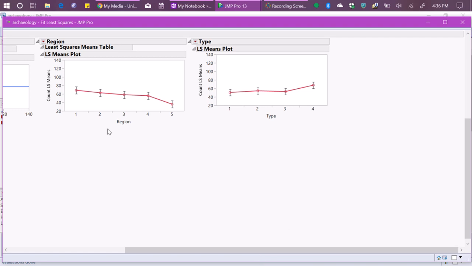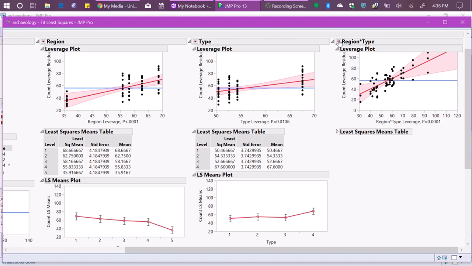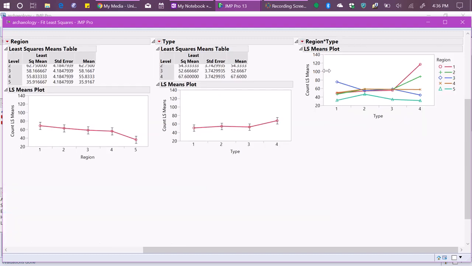But by averaging over region, or by averaging over type, we're losing some information. So that's why the interaction is interesting. So we can get a profile plot or an interaction plot for the interaction. When we look at this first plot, we see that region 5 has the fewest number of sherds on average. And we look at the effects plot for type, we see that type 4 has the highest number of sherds on average.